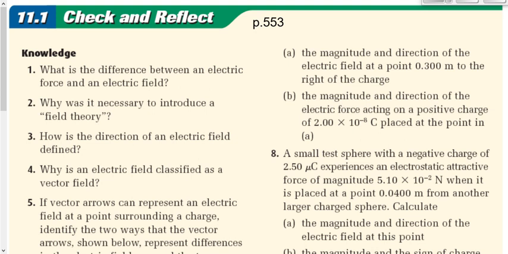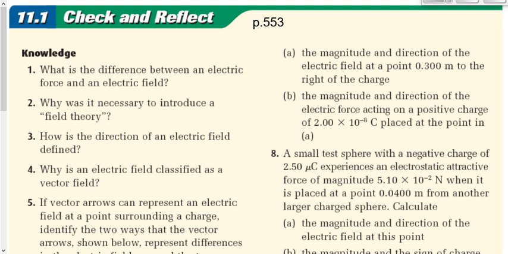In order to have a field, you just need something to cause it. You just need a producer. In order to have a force, you need to have something to cause it and something to experience it, right? So you need two things, two charges, in order to have an electric force, but you only need one, the producer, to have an electric field.